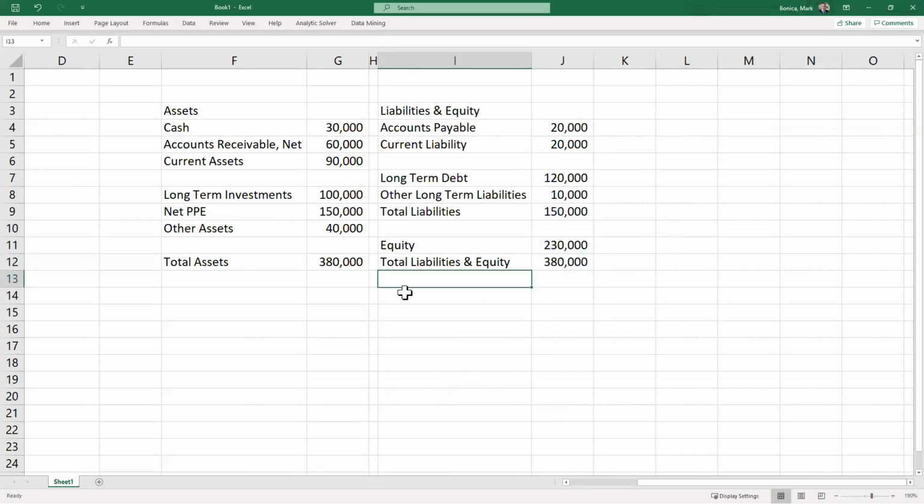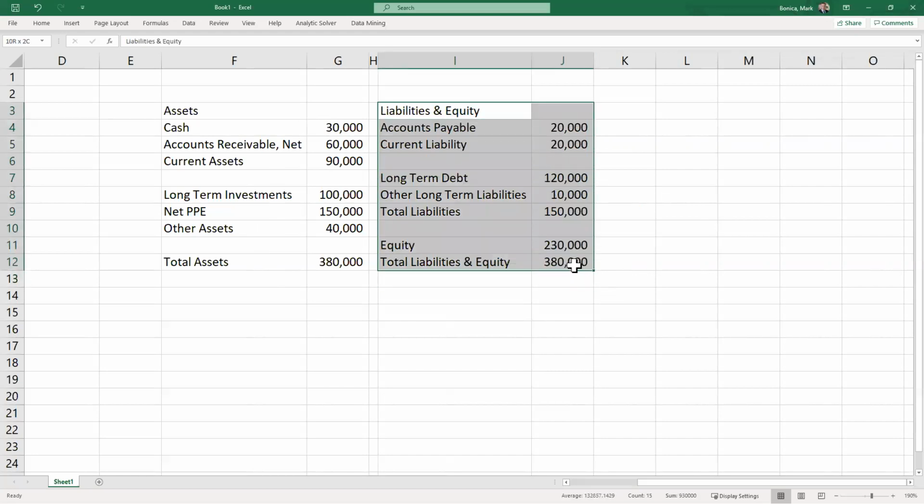And notice that my total assets equal my total liabilities and equity. If you're working through a balance sheet problem and you get to the end of it and you find the total assets don't equal the total liabilities and equity, that's a good indication that you've done something wrong. So you always want to make sure that the balance sheet balances, right, left and right.